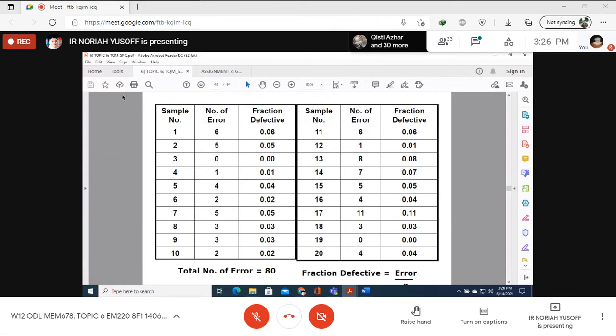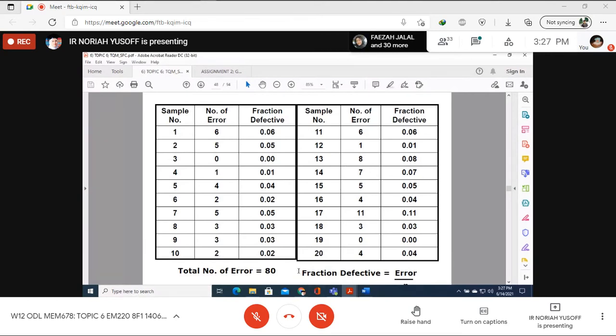Operator number 2, known as sample number 2, found 5 errors out of the 100 data keyed in. So 0.05. So it continues until the end. Operator number 20 also keyed in 100 data, and then found 4 defects. So 4 divided by 100 becomes 0.04. So for the total number of errors, just total up these.